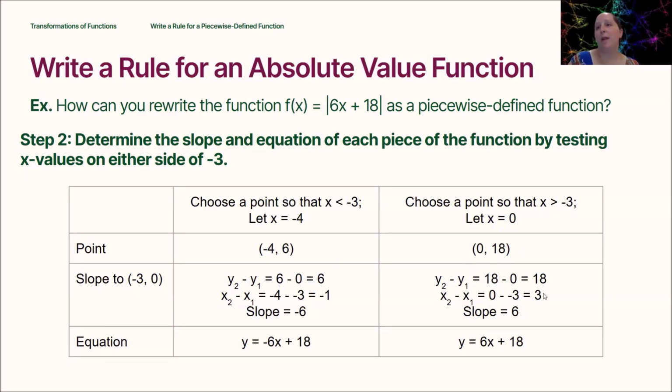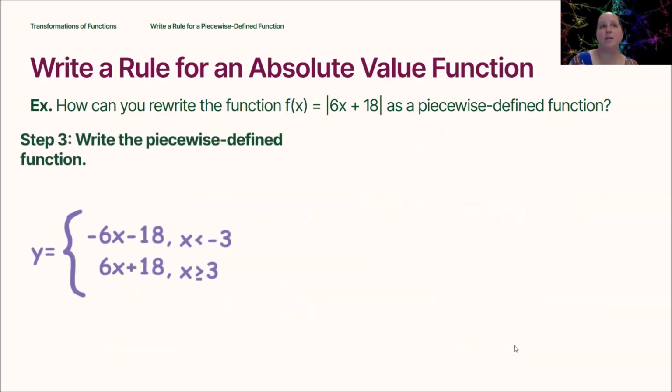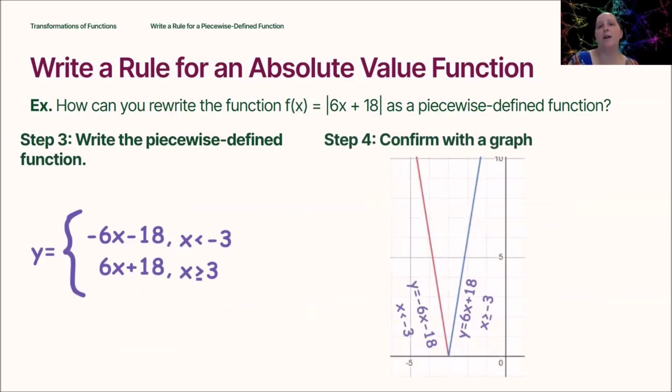So again, I find my slope. 18 divided by 3 gives me 6. So I have y equals 6x plus 18. Next I can write the piecewise defined function. So I have -6x minus 18 and then 6x plus 18.